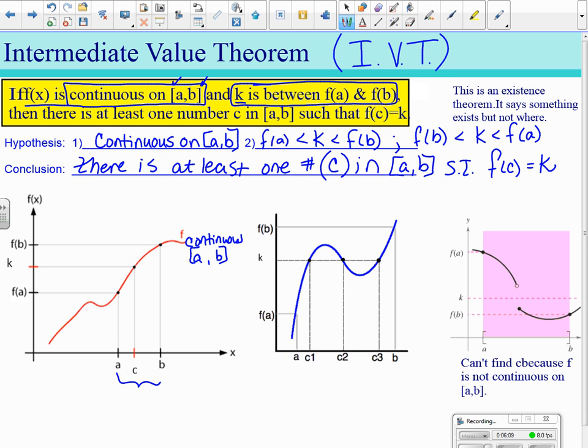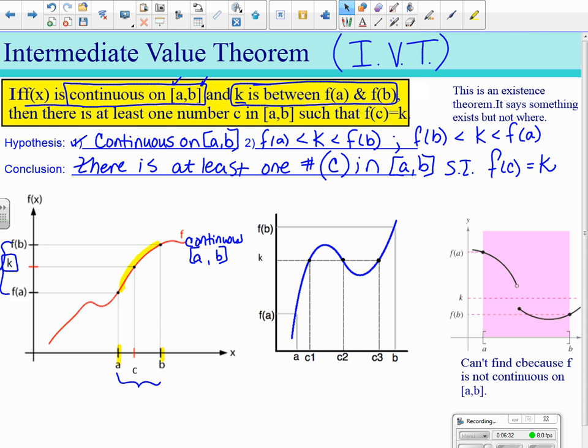Okay, so I have the first part of my hypotheses. Secondly, I need to check that this k value that I'm going to go after sits between f of b and f of a. And it does here, doesn't it? I'm really interested, let me grab the highlighter, in this region of my curve where I have a and b.